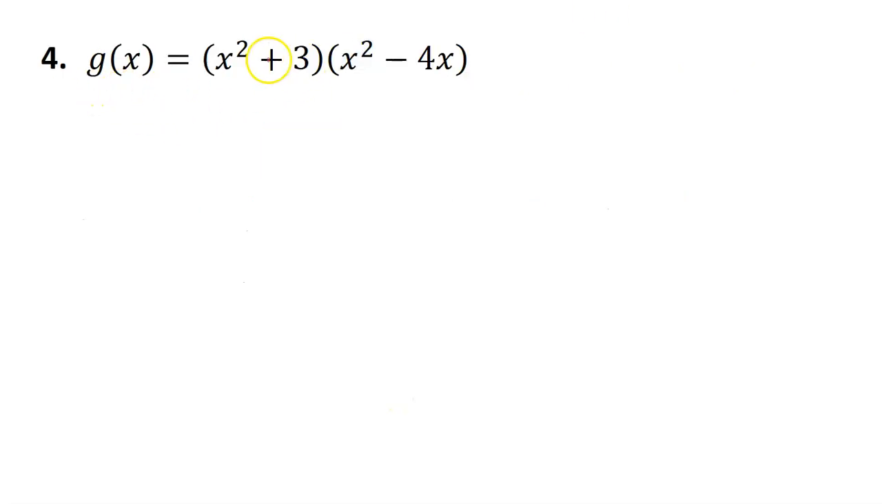Number 4, g of x is a product, so we are going to use the product rule. We have the yellow factor times the blue factor. So we're going to go through twice, taking turns with the derivative. The derivative of the yellow function, we're going to do term by term. The derivative of x squared is 2x. The derivative of 3 is 0, so that's it for the yellow factor.